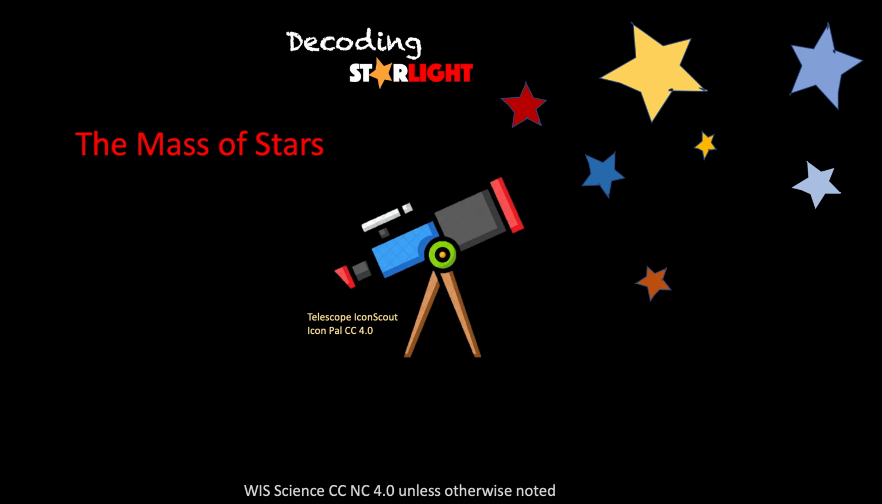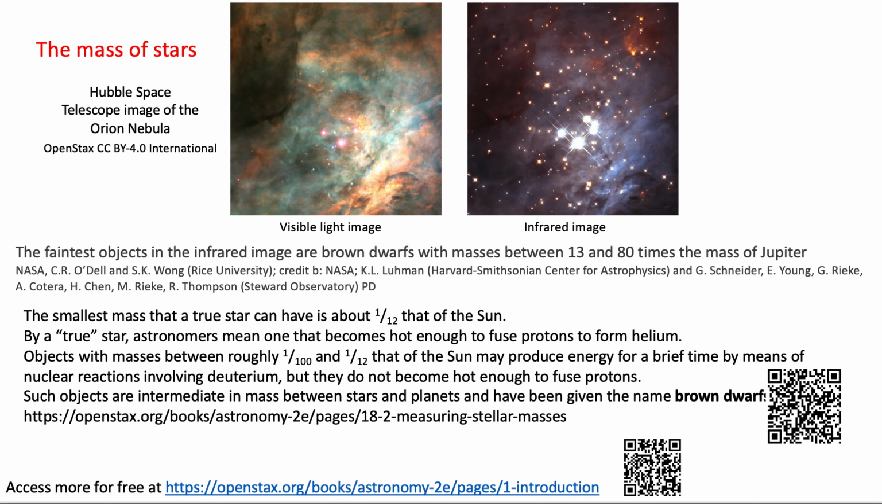We're also going to look at the mass of stars. We're going to start off with actually looking at objects which may or may not be considered true stars, brown dwarfs. And the visible light image of part of the Orion Nebula doesn't show many of them. The infrared image shows the smaller lights there are brown dwarfs, and they're between 30 and 80 times the mass of Jupiter. So, if you like, big planet size rather than star size.